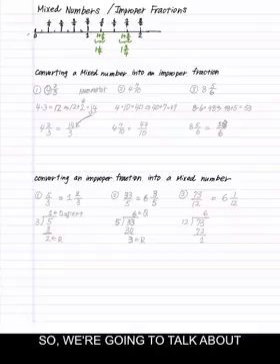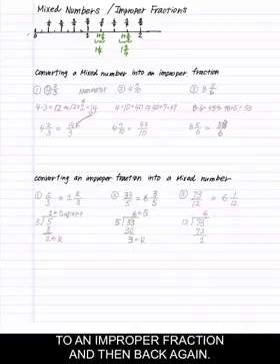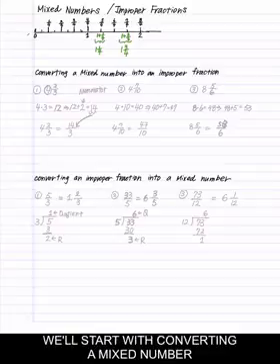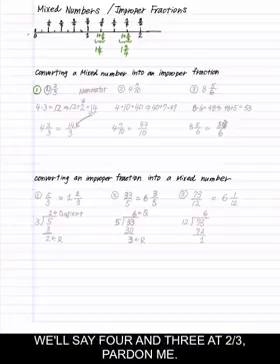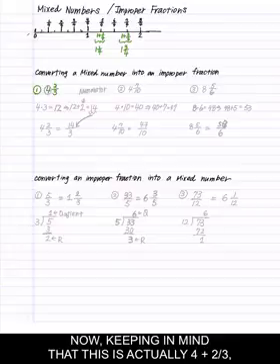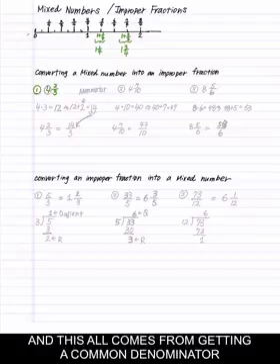So we're going to talk about how we go between these two forms, from a mixed number to an improper fraction and then back again. We'll start with converting a mixed number into an improper fraction, and we'll start with this example: 4 and 2/3. Keeping in mind that this is actually 4 plus 2/3, I'm going to show you a little shortcut here. This all comes from getting a common denominator in the whole thing.